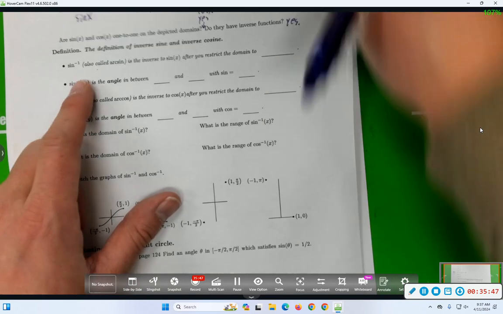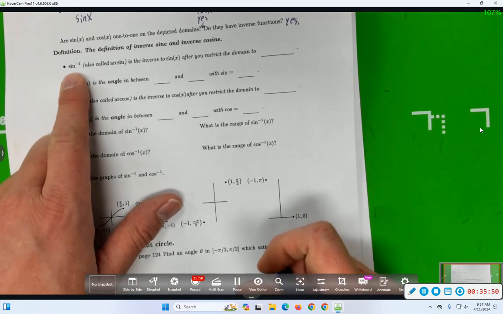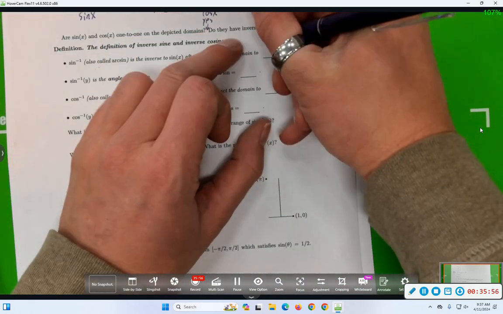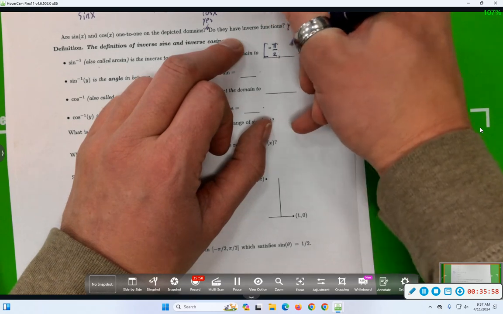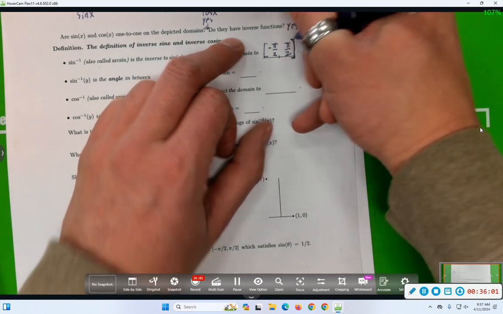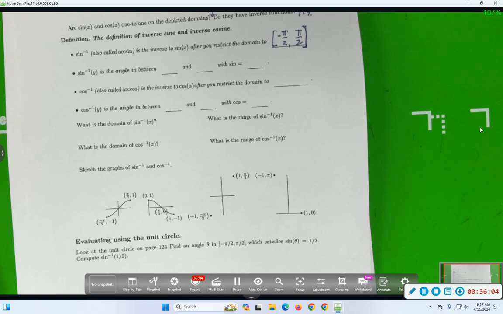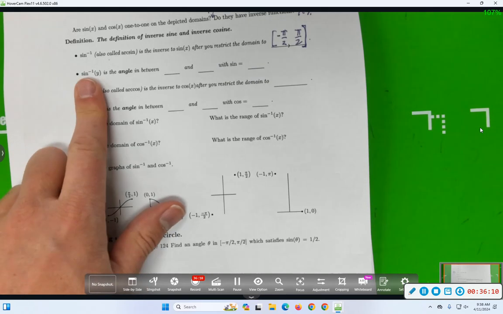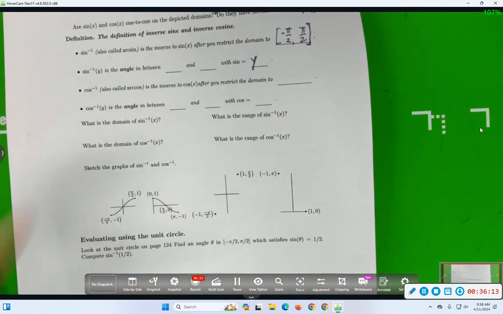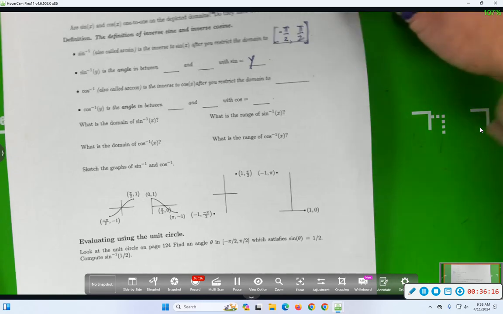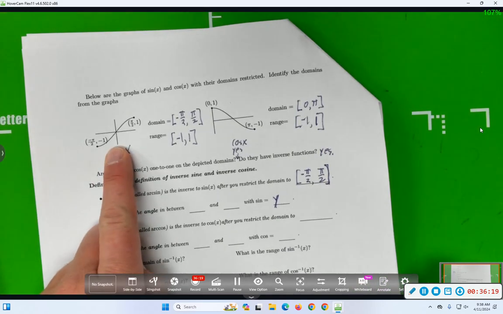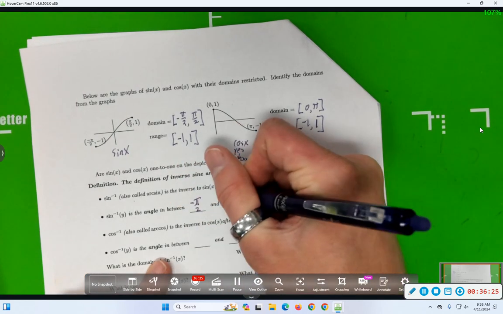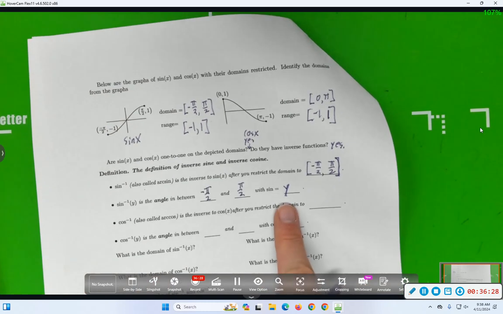So now I'm going to write down the super formal definition of inverse trigonometry. Inverse sine, also called the arc sine, is the inverse to the function sine of x after you restrict the domain to negative pi over 2, comma pi over 2. And let's think about what that means in another way. So inverse sine of y is an angle whose sine is y. And it is an angle that sits in this domain. So it is the angle in between negative pi over 2 and pi over 2, which satisfies that sine is equal to y.